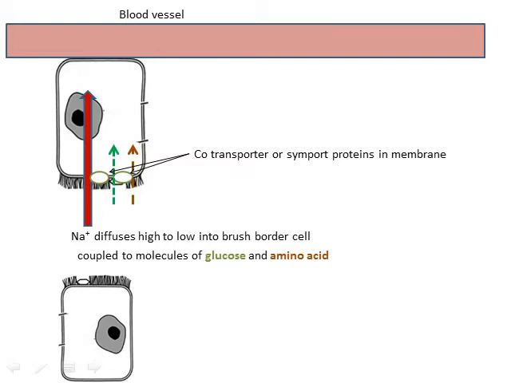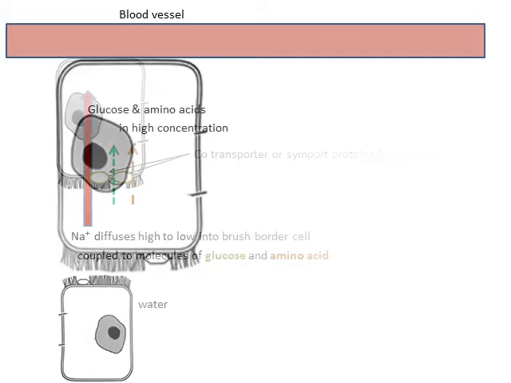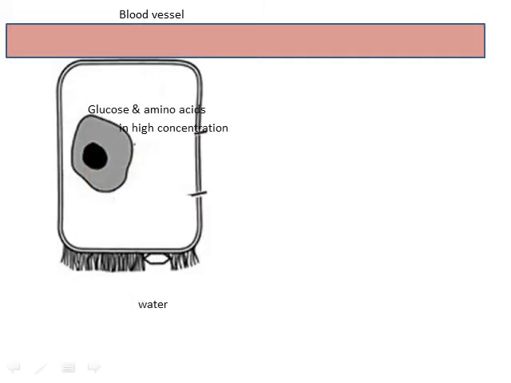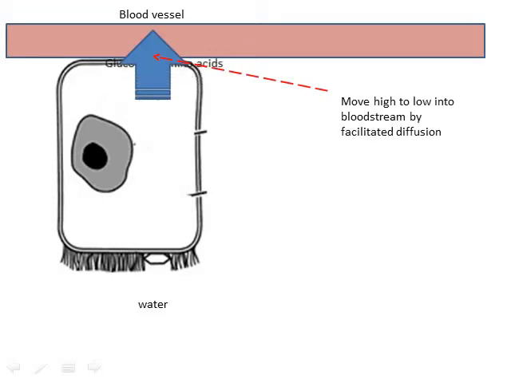Now, some books describe this as secondary active transport, but I always think this can be confusing because it wrongly suggests that energy is being used in the co-transport process. By now, the cells are very high in solute, and the glucose and amino acids now move by facilitated diffusion into the bloodstream for use by the body.